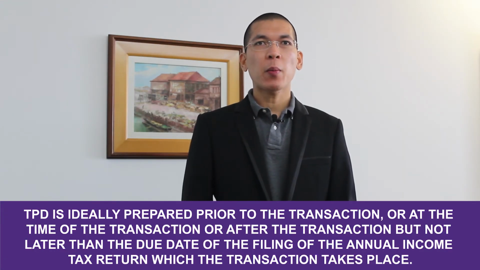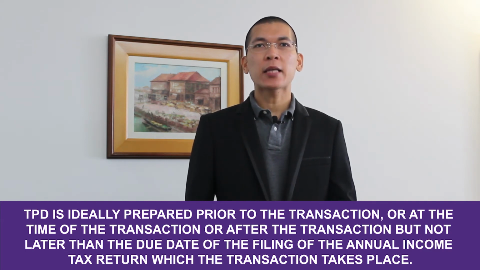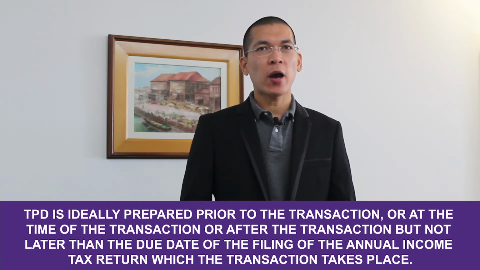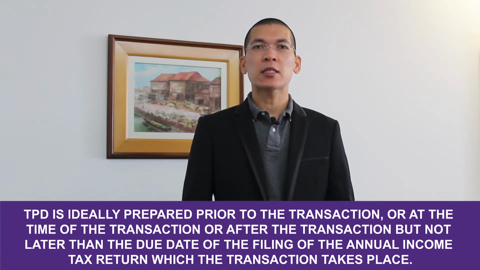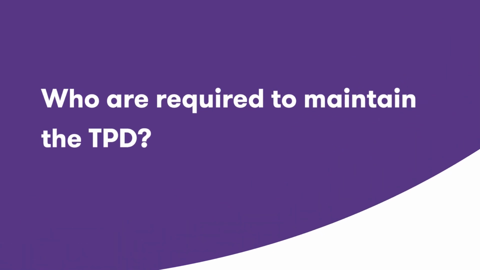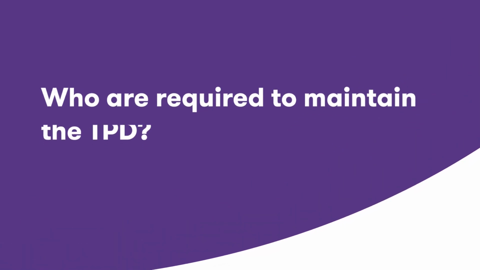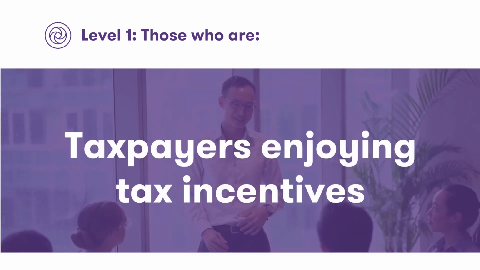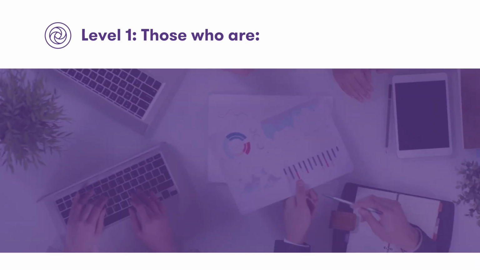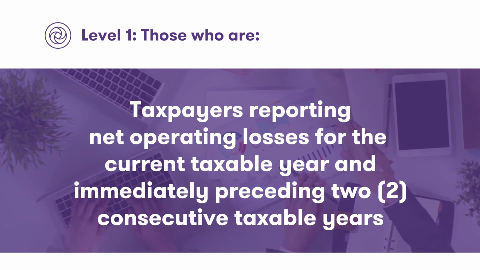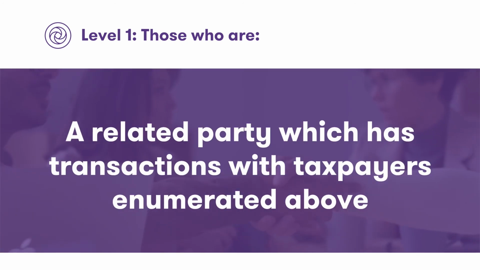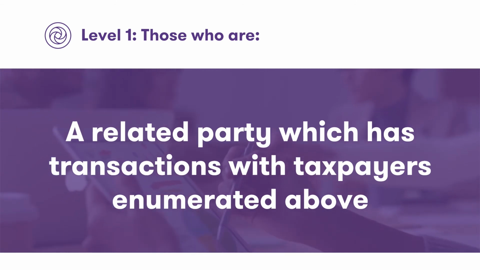The TPD is ideally prepared prior to the transaction or at the time of the transaction or after the transaction but not later than the due date of the filing of the annual income tax return which the transaction takes place. Who are required to maintain the TPD? There are 2 level criteria. Level 1: those who are large taxpayers, taxpayers enjoying tax incentives, taxpayers reporting net operating losses for the current taxable year and immediately preceding 2 consecutive taxable years, a related party which has transactions with taxpayers enumerated above.